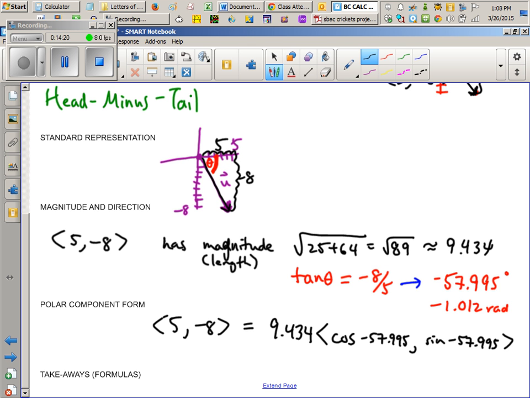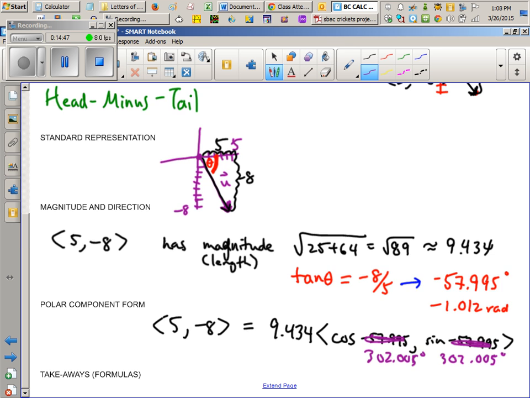Also, if you hate negative angles, just go ahead and add 360 to it. There's no consequence to that at all. You can always just add 360 to your -57.995. You could write it as 302.005. Nothing wrong with that if you don't like negative angles. Make sense? Okay, so feel free to use positive angles if you wish.